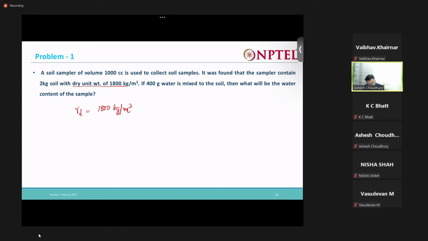From this we can find the weight of the solids. The weight of solids is nothing but the dry unit weight multiplied by the volume. 1800 is the dry unit weight and our volume is 1000 cc, meaning 1000 into 10 to the power minus 6 meter cube. So we get 1.8 kg as the weight of the soil solids.